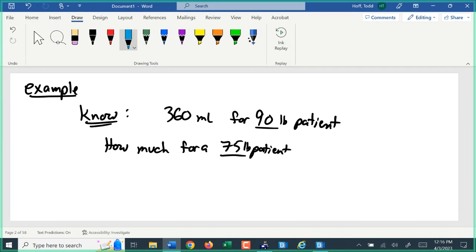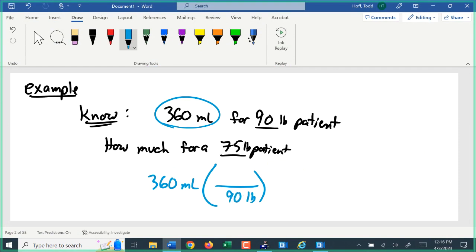So we know that the 360 milliliters is our dosage, and that was being used for a 90-pound patient. So 90 pounds goes on the bottom in our ratio. We want to change it to 75 pounds. Now, even though this dosage was probably based on an amount per kilogram, it does not matter that our weight here is given in pounds.